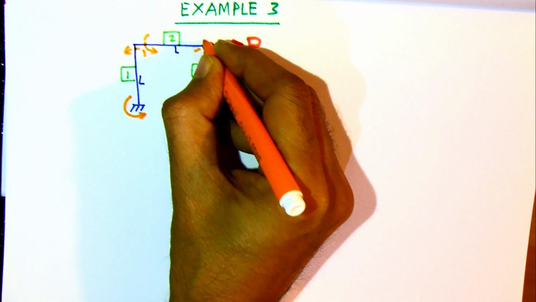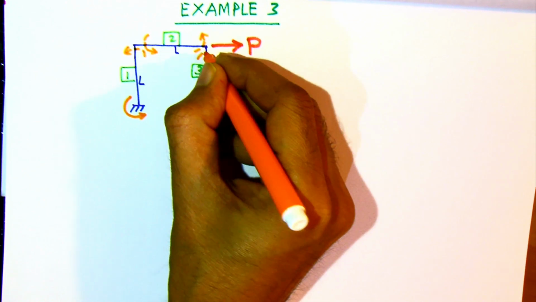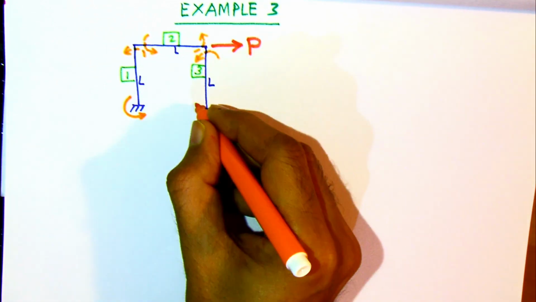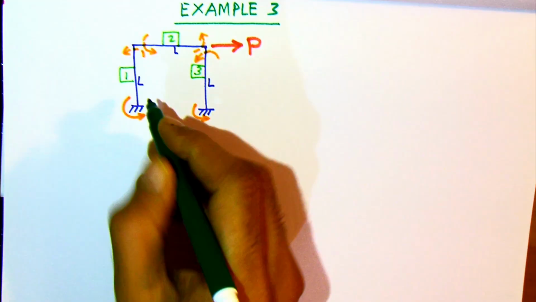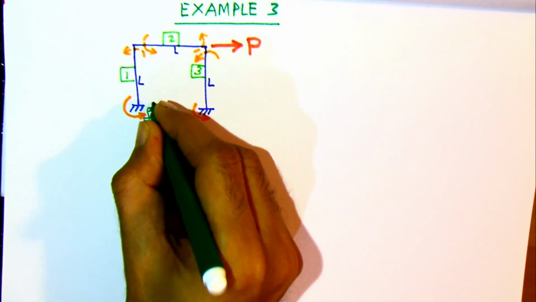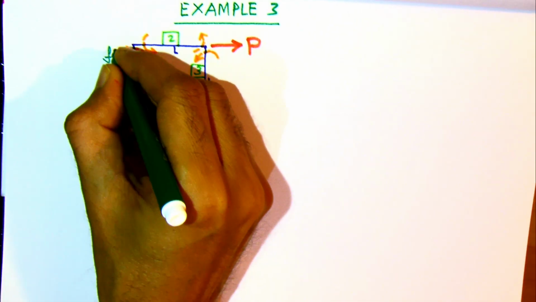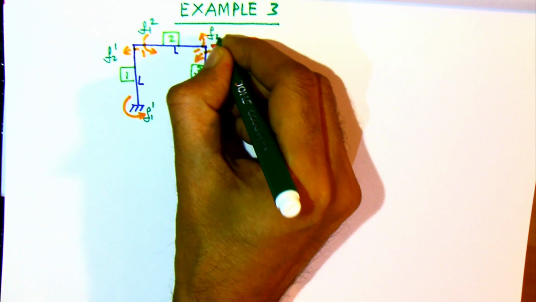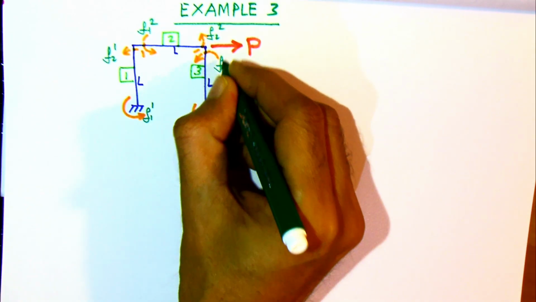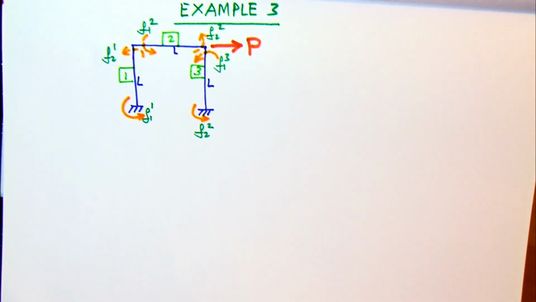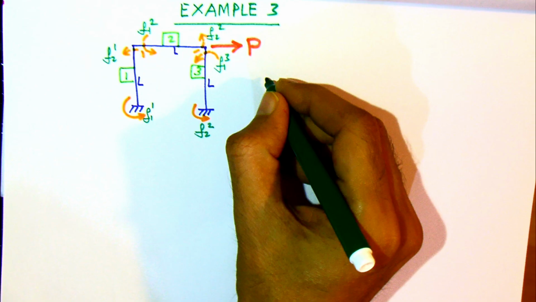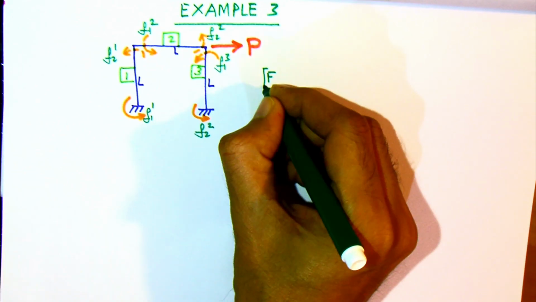So as the first step, now we begin with numbering of the members. We have numbered 1, 2 and 3, and then after this step, the next step is to identify all the internal forces. So we have two internal forces for each member, and these are basically F1 and F2, and then the superscript basically carries the member number.